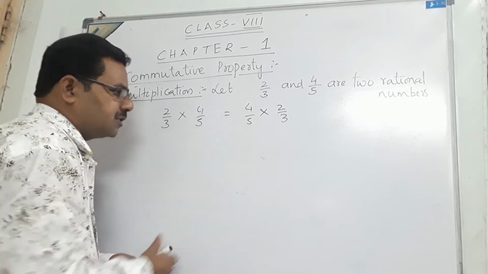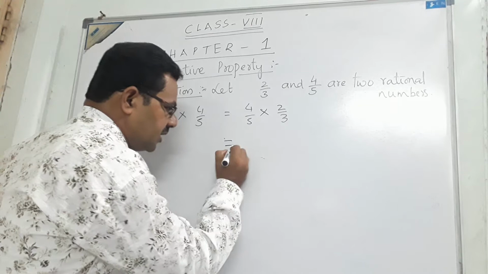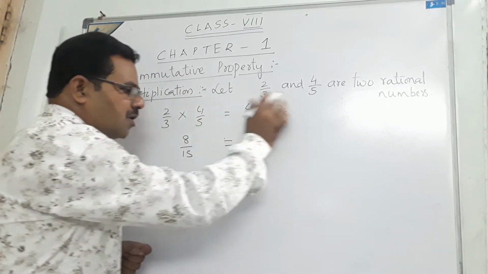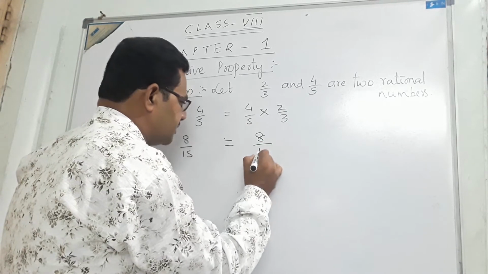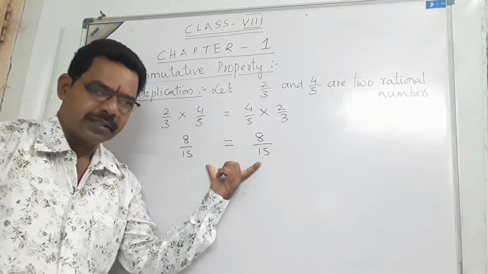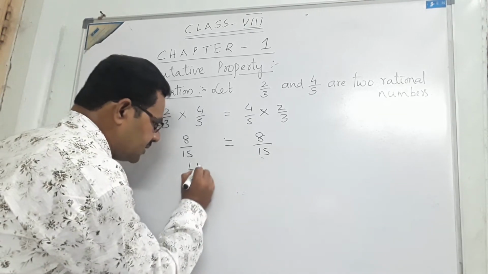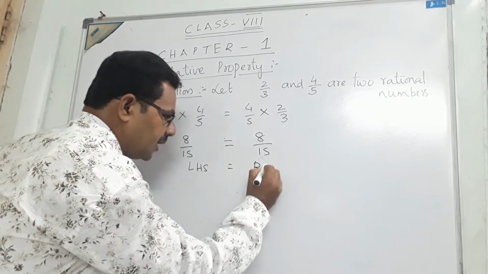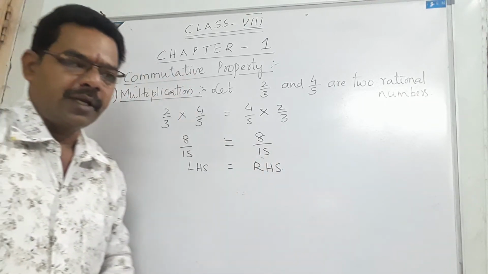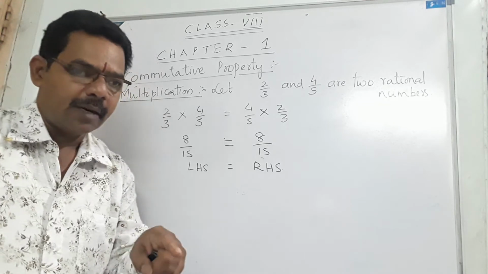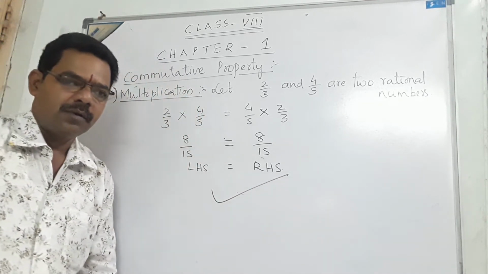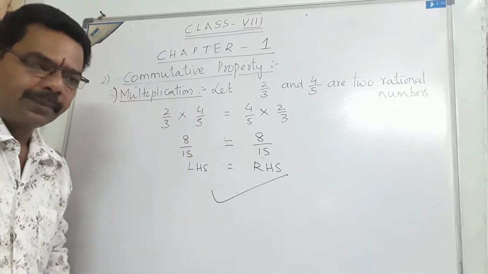Okay, so this equality symbol is there. First write the equality symbol. 2 4s are 8, 5 3s are 15. 4 2s are 8, by 5 3s are 15. If you observe, you got the same answer on both sides. That means left hand side is equal to right hand side. So this commutative property in rational numbers under multiplication will be followed. Okay, so this is for multiplication.